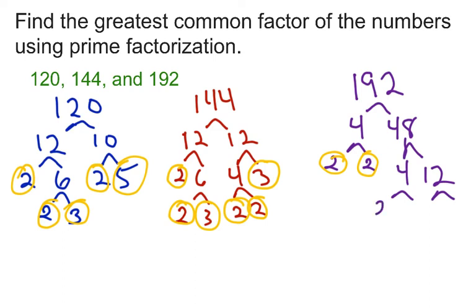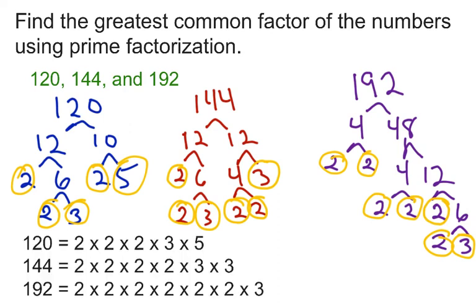4 can be broken down into 2 times 2. And 12 can be factored into 2 times 6. Again, circling my prime numbers as I go along. And finally, 6 is broken down into 2 times 3. So now I have all three numbers factored. So now I'm going to actually type them up and list them very neatly because we have to compare factors of three numbers. So now I have these typed up nice and neat for you to see.